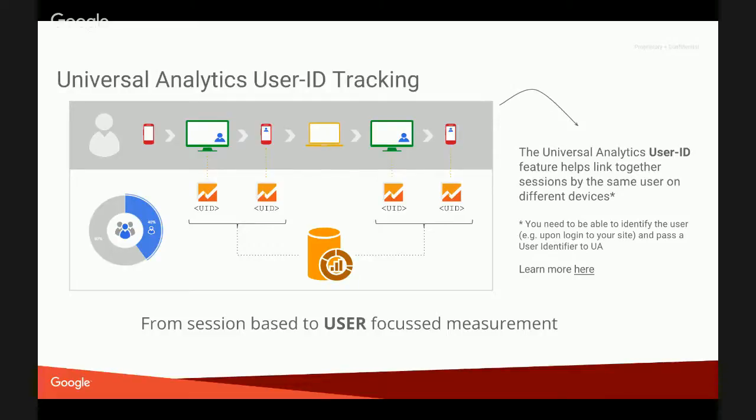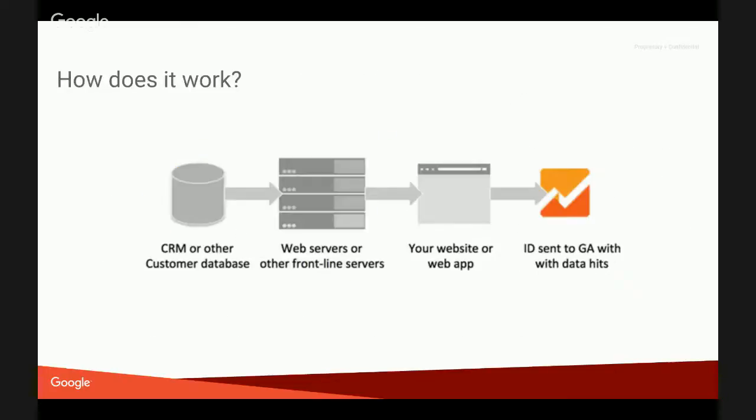User ID is a Universal Analytics feature that enables the analysis of groups of sessions across devices using a unique, persistent, and non-personally identifiable ID string representing a user. If a user is signed in, Analytics will give this user a unique ID. So this will enable cross-device reports. So how does it work?